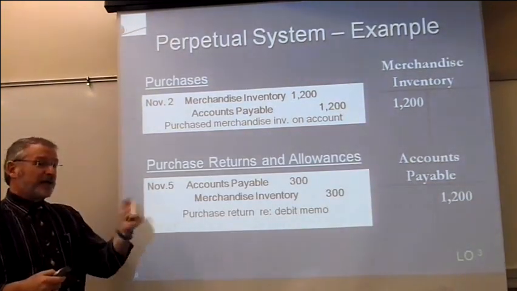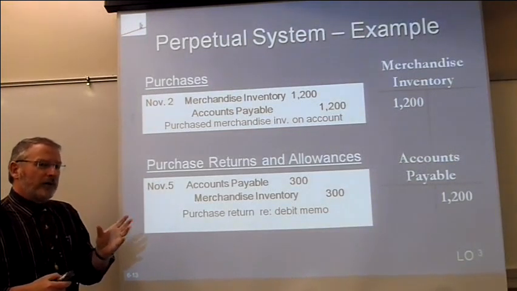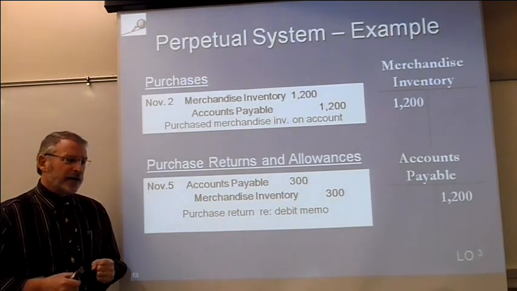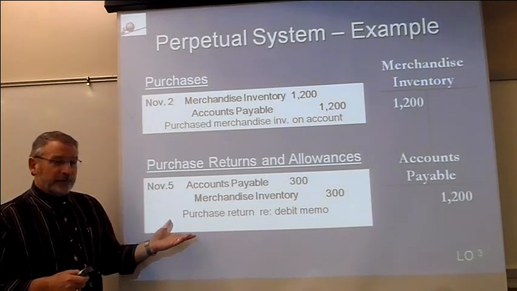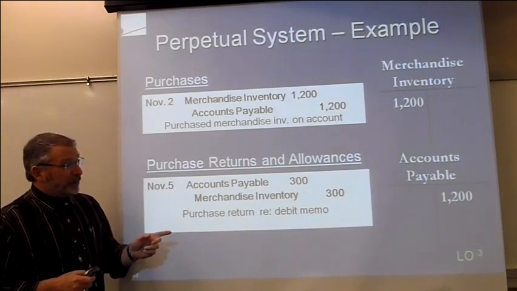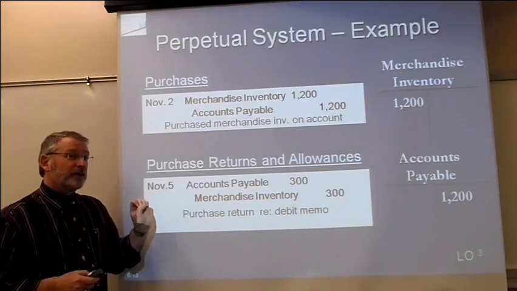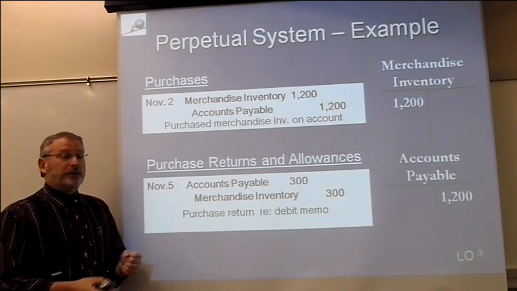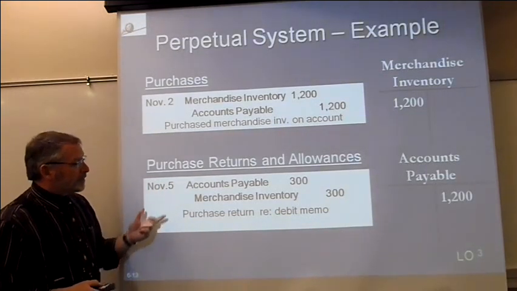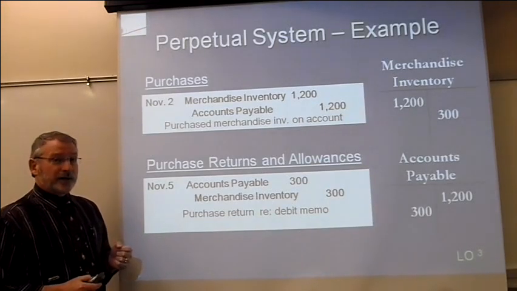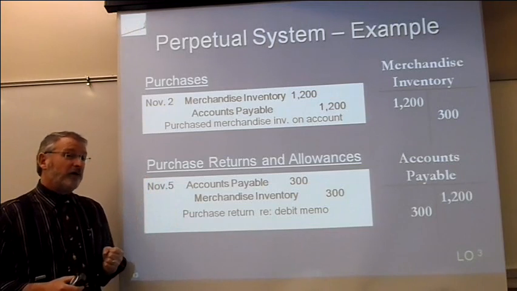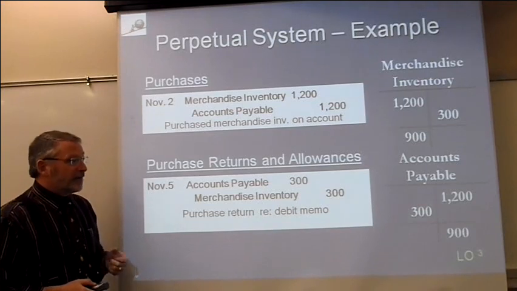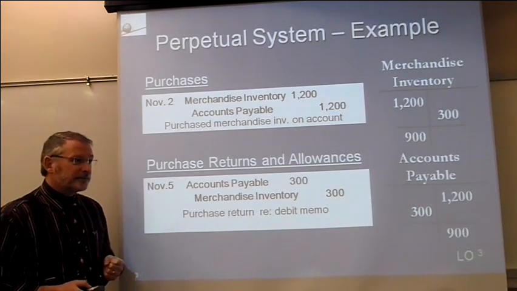Now, we may get that stuff and discover that we don't want all of it. Maybe it's damaged, maybe there was a mistake in the order, or for some reason we're sending some of that merchandise back. And this uses something called a debit memo. The reason we call it a debit memo is because we're actually making a debit to accounts payable to reduce the amount that we owe. Obviously, if we send merchandise back to the supplier, we don't owe them as much as we did if we kept it all. And so we see a debit to accounts payable and a credit to merchandise inventory, because now we don't have all $1,200 of that inventory. We actually only have $900 of it left on our shelves, and we only owe the supplier $900.